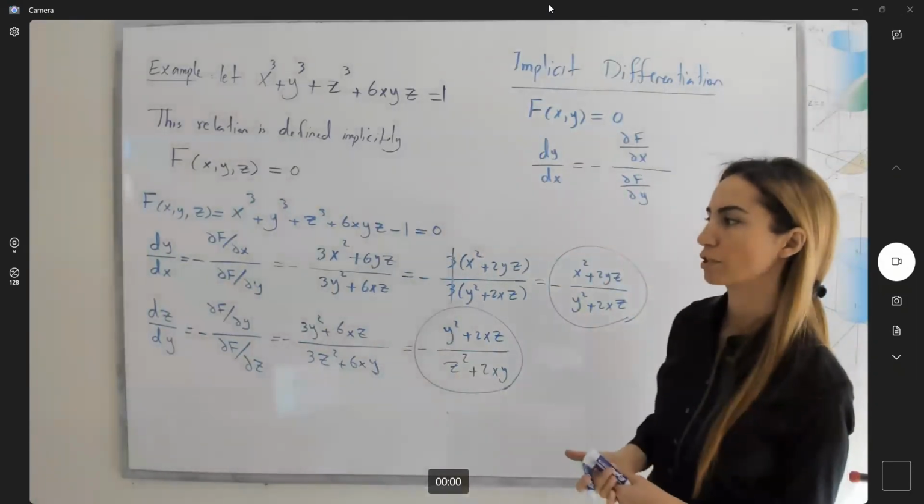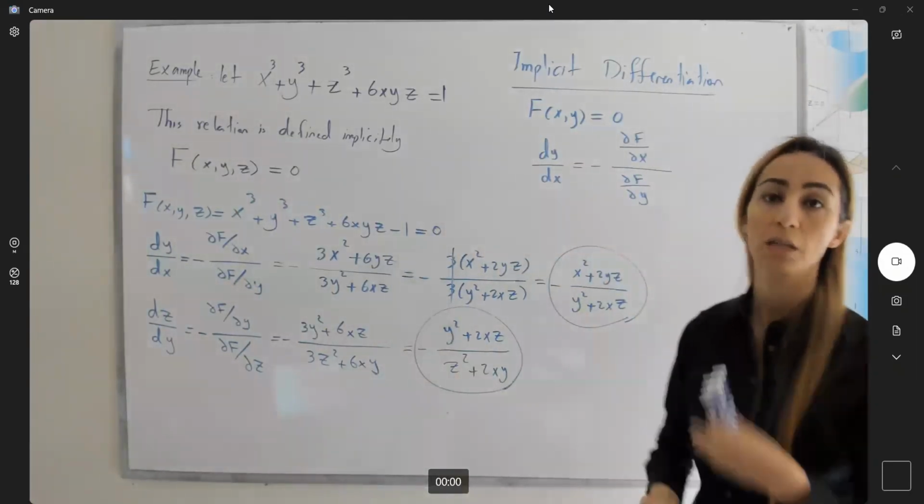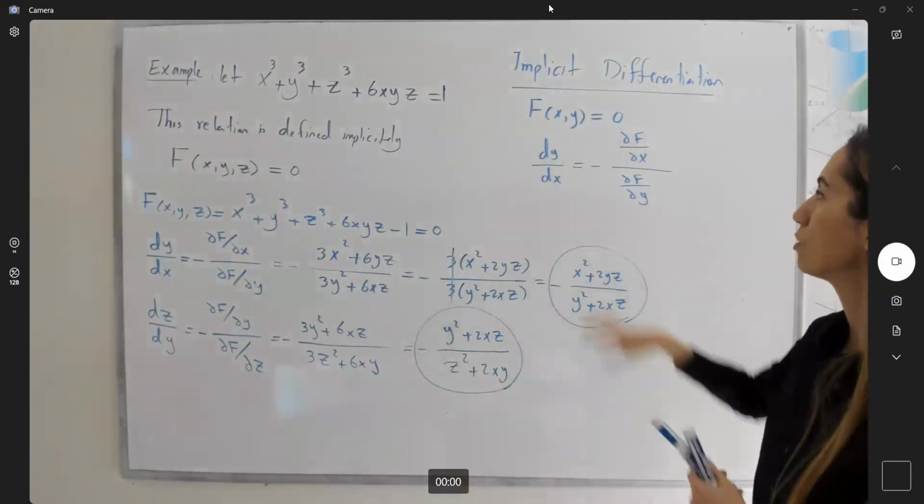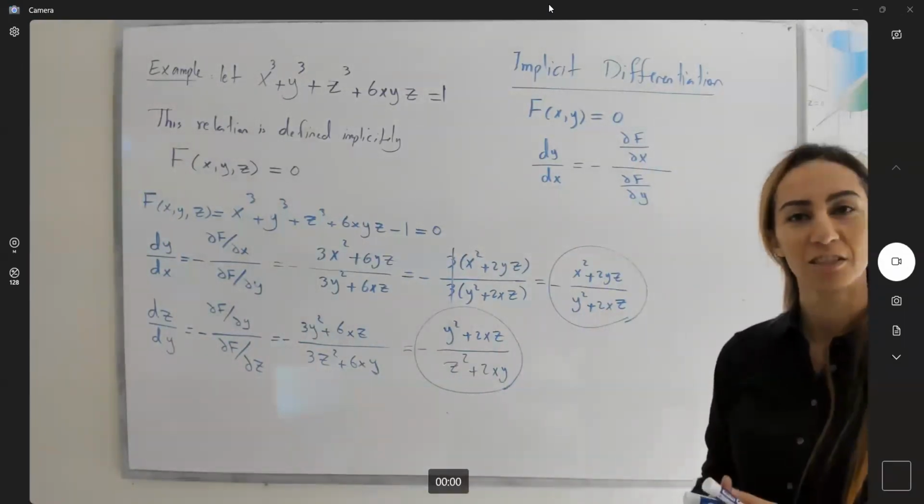Well, we can find the partial derivative of x with respect to z, z with respect to x, and so on. You can just follow the formula for implicit differentiation.